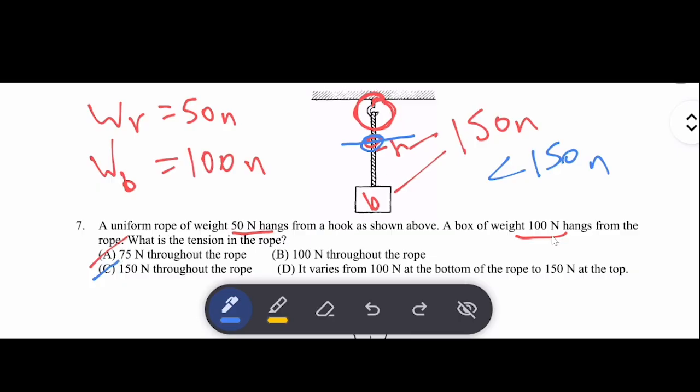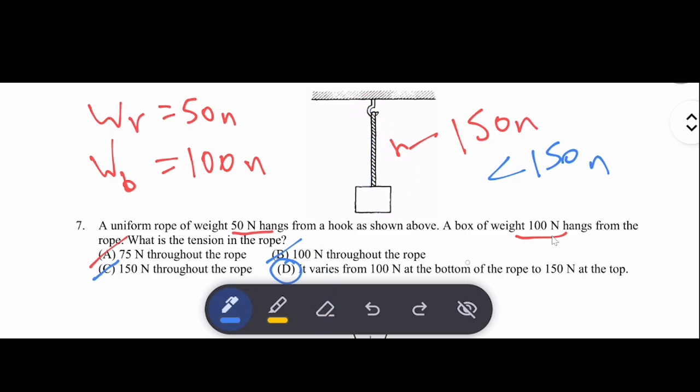And that leads us to choice B, which is incorrect because choice B is saying 100 newtons throughout the rope, but we already said that it's 150 at the top and it's not 150 lower down, meaning it does change. So that leaves us with our only choice being choice D.